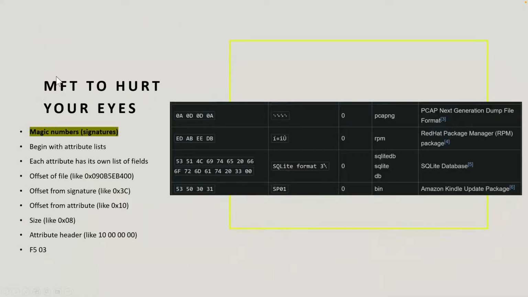When you are trying to figure out something in MFT, most of the problems that I have seen start with magic numbers. Magic numbers are signatures for each file. So you have a gigantic dictionary of these numbers. They're usually 4 bytes long. They could be 8, and sometimes they're just 2. But what this does is tell you specifically what file type it is.